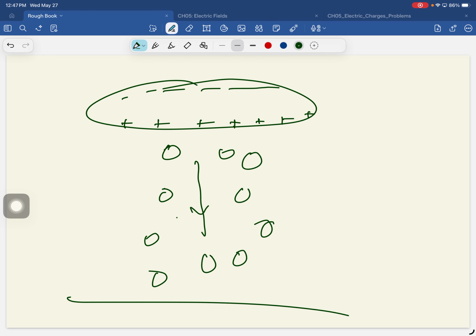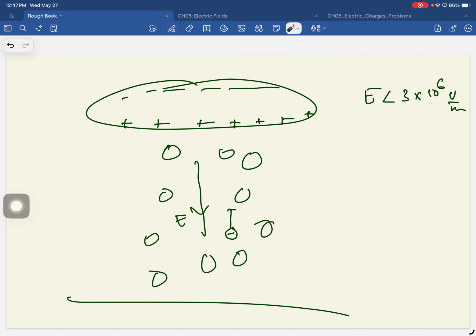If you create an electric field and there is a stray electron, the electron moves in that direction and speeds up. What will happen as the electron speeds up? Eventually it'll hit one of the air molecules and lose all its energy. If the electric field is less than 3 million volts per meter, the electron hits this molecule, loses its energy, and nothing happens.